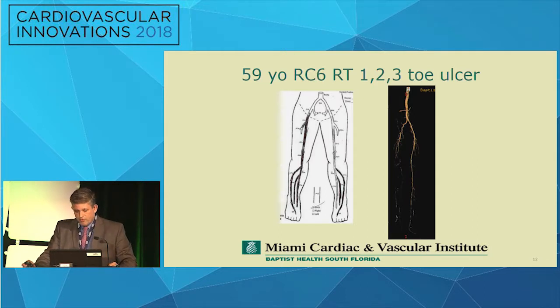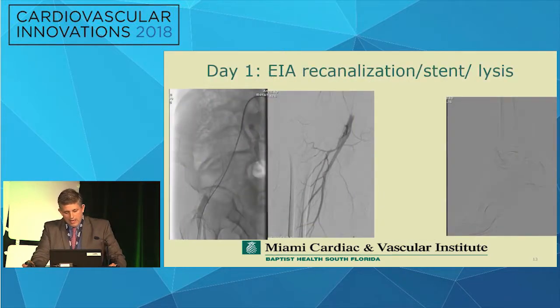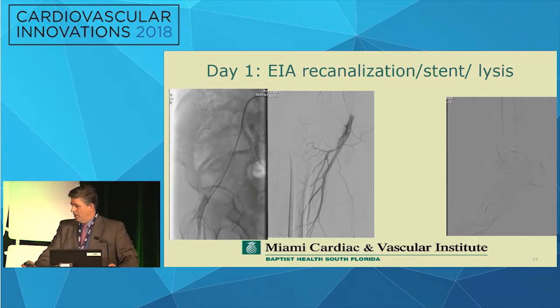Here's another patient, Rutherford class 6, ulcers on the first, second, and third toe. Look at the extent of occlusion here. There's probably chronic and acute problems going on here, all the way basically down from the external iliac down to the feet on the non-invasive. The CTA doesn't help us any. Day one, once you start seeing day one, you know it's going to be a long process here.